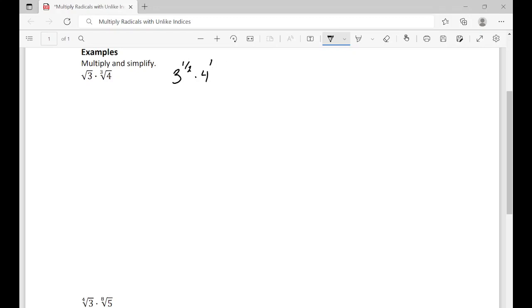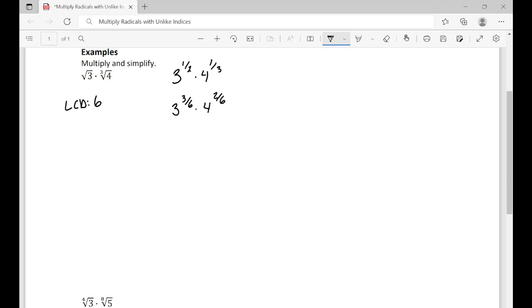And then from here, I'm going to try and combine these two fractions. But to do that, I need to have an LCD. So with 1/2 and 1/3, I know that the LCD is a 6. So for 1/2, I'm going to have 3/6. And for 1/3, I'm going to have 2/6.